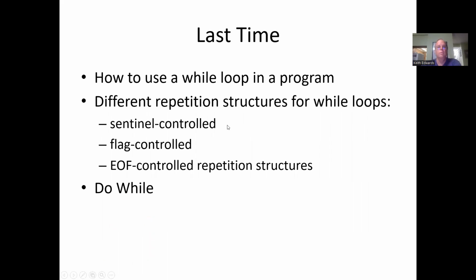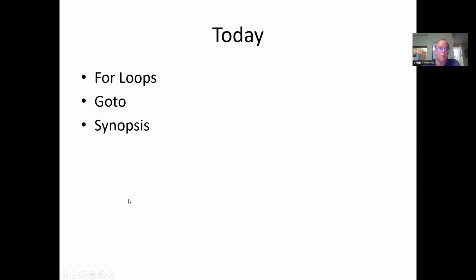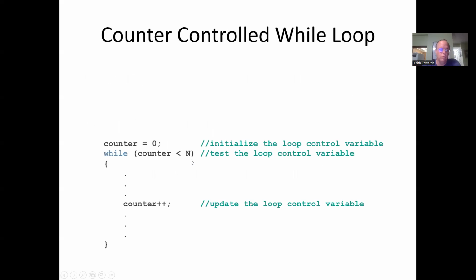And last time we looked at the while loop, and there were different repetition structures for while loops. There were sentinel controlled, flag controlled, counter controlled, and end of file repetition structures. We also saw while's redneck cousin, do while. So today we're going to take a look at for loops, go-tos, and provide a synopsis of control structures.